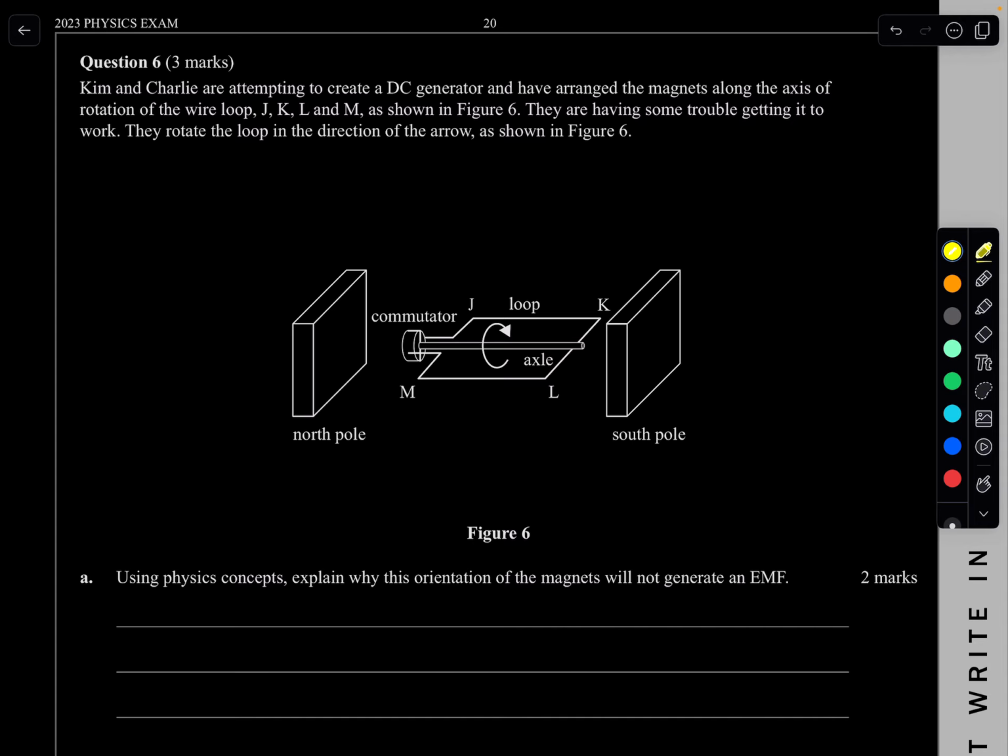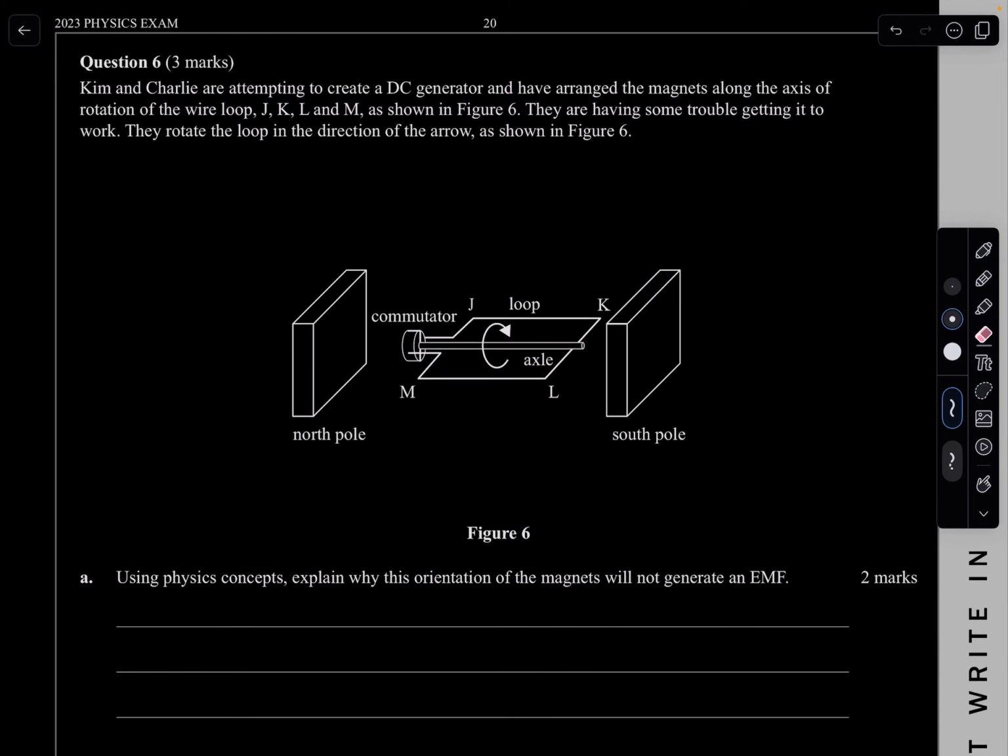It makes sense why it doesn't work, because when they're rotating, the field lines are pretty much passing like this. And so when they're rotating, the plane is always parallel to the field lines. So the field lines are never actually passing through the loop. So there's no change of flux produced. So as much as I want to rotate it, it's not going to work.